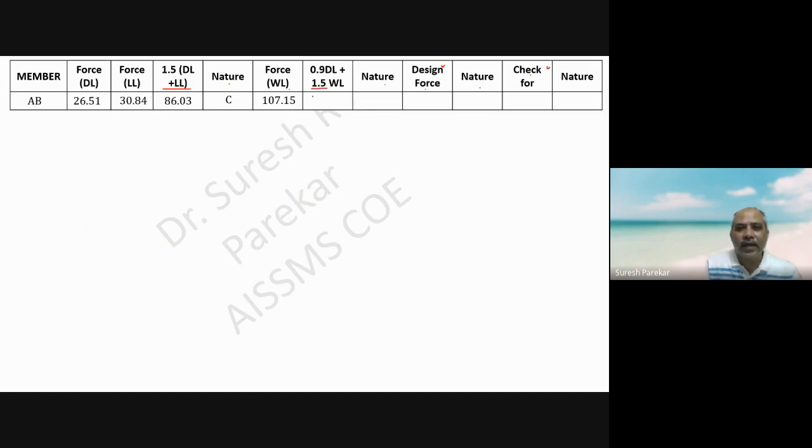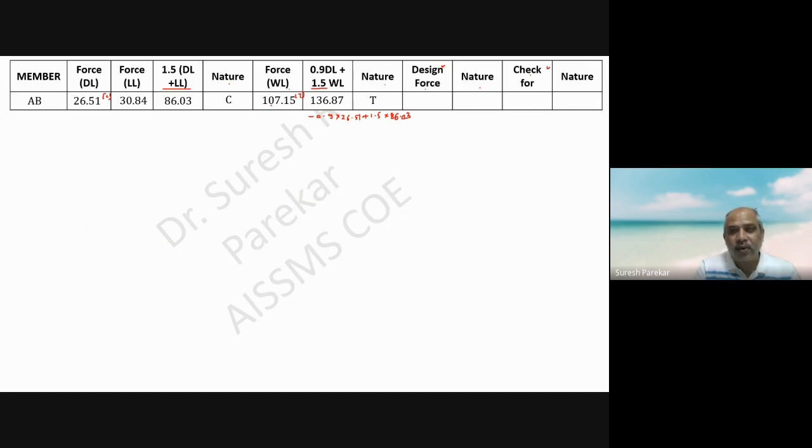So here we have value that we can say minus 0.9 into dead load we have 26.51 plus 1.5 into value of wind load we have 107.15. And when we calculate this value, we come across this value as 136.87. So minus, because we have force, this is compression, and force due to wind load we have tension, and therefore one is plus, another is minus, so we are going to consider it as plus 136.87, because it is greater than our 26.51, and instead of writing minus, it will be better to consider it as plus, and we have nature as tensile.